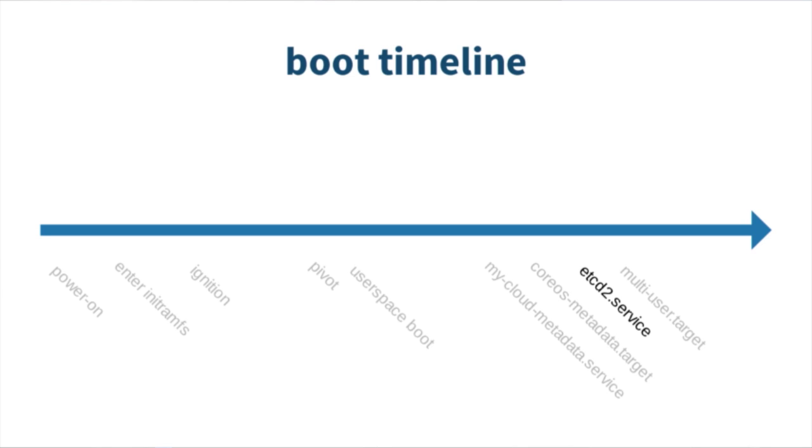And etcd2 is going to source in that file that we just wrote. It's going to pull out the public and private addresses. It's going to insert them into its service, start, and once it's successfully started, we'll have fulfilled the multi-user target. So at this point now, we have a running system. It's been configured properly. We've got a happy user.